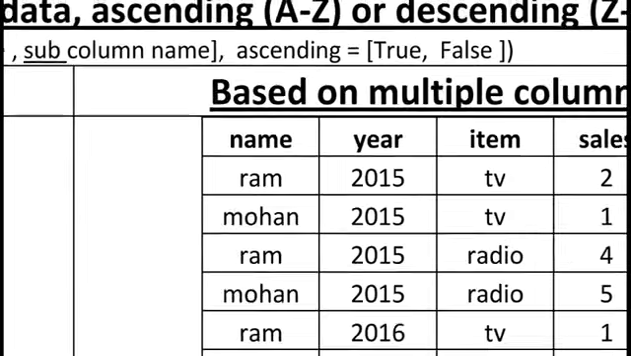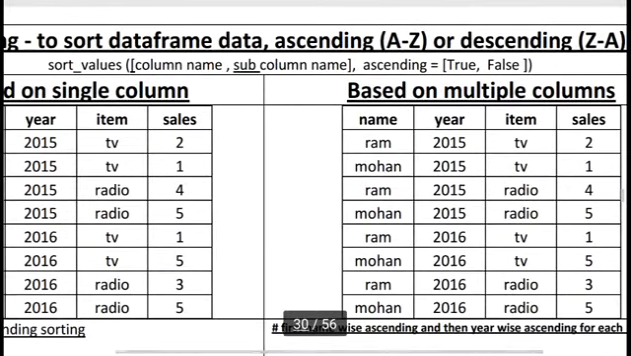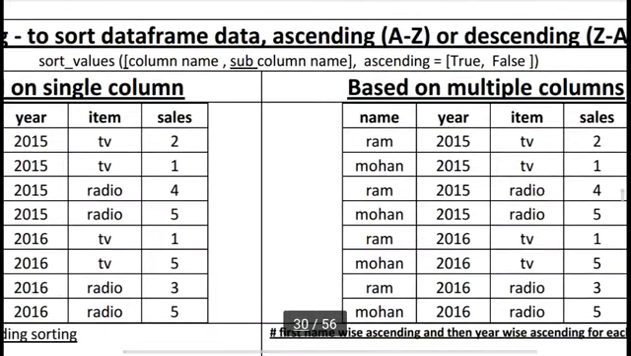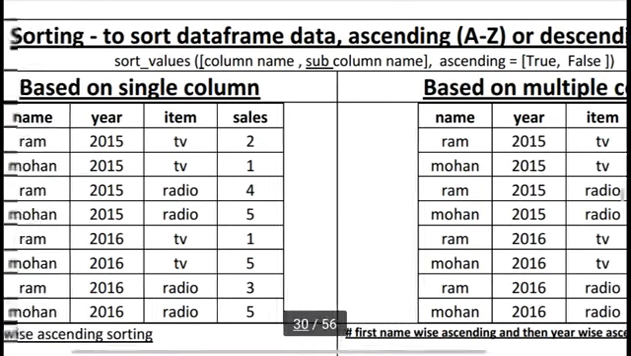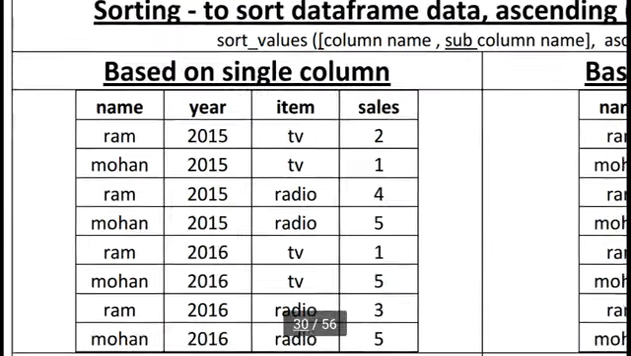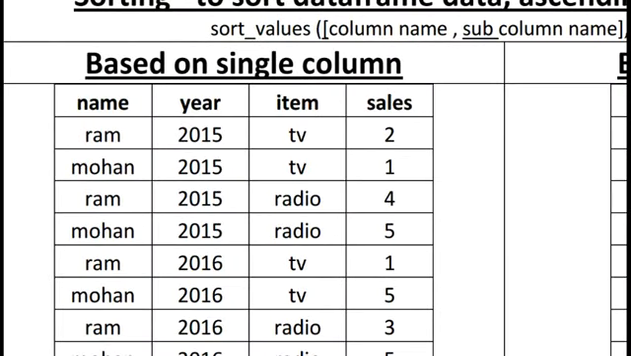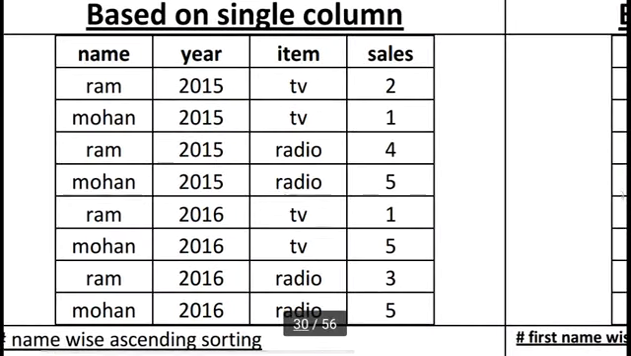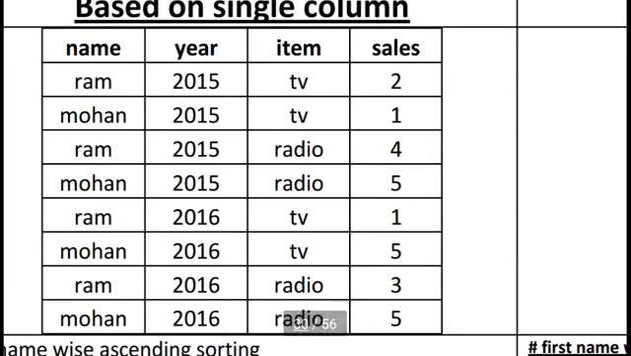So this is the basic structure, but here I am taking an actual example to understand this concept clearly. First I am taking sorting based on a single column. This is a very simple thing. Here we have several columns: name, year, item, sales. Here we can say there is one company.